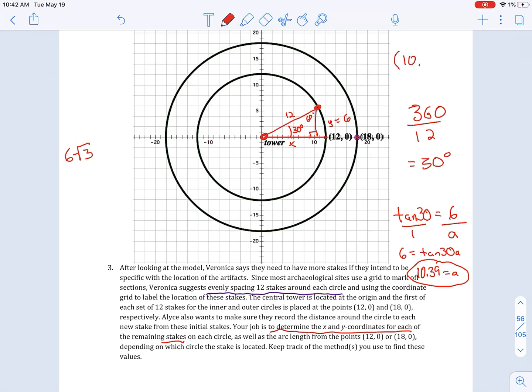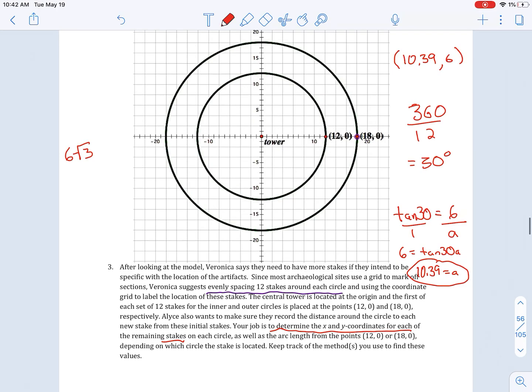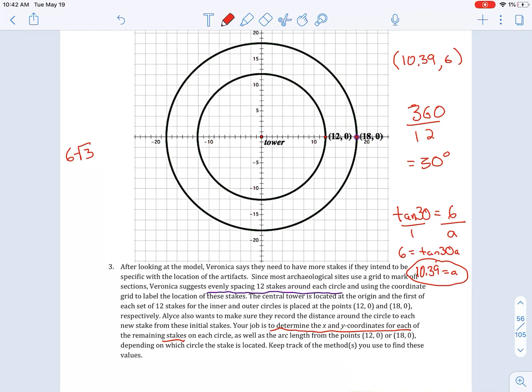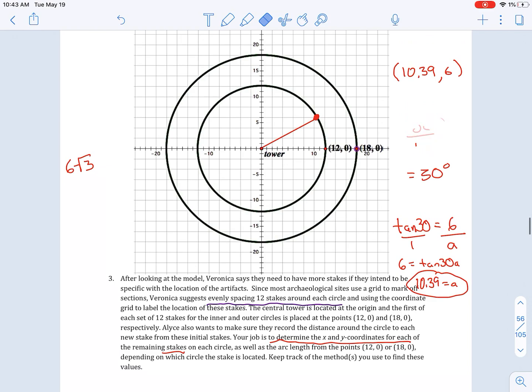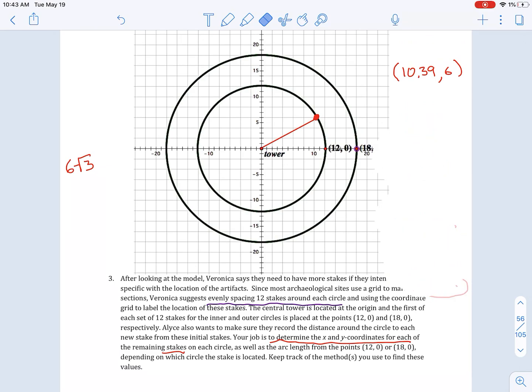Okay, so this coordinate here, that very first one, I did all this work here, but that first one is going to be 10.39 over and 6 up. So let me mark that here. It's a little over 10 over and 6 up. So that's going to be right there. And that is my first stake right there. So stake 1 is going to be 10.39 over. So I think to organize this, what I'm going to do is over here, I'm just going to write, okay, stake 1. And then I'll go stake 2. And then we'll get the coordinates of stake 2.